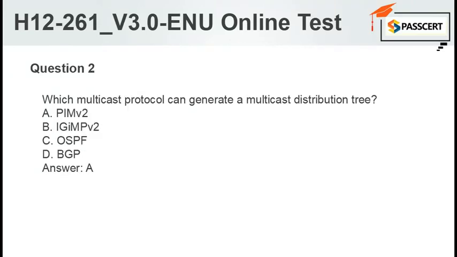Question 2. Which multicast protocol can generate a multicast distribution tree? A. PIMv2. B. IGMPv2. C. OSPF. D. BGP. Answer. A.